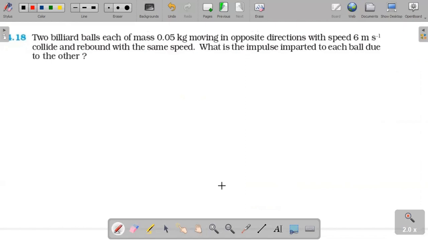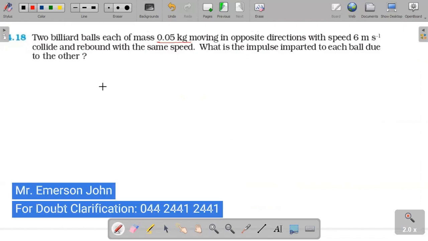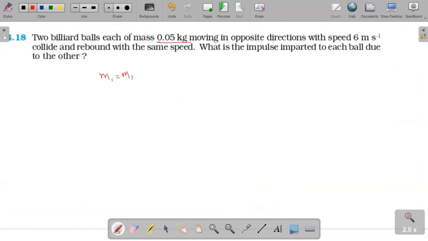Two billiard balls, each of mass M1 equal to M2, which is equal to 5 into 10 to the power of minus 2 kg. They move in opposite direction with 6 meter per second, collide and rebound in opposite direction.